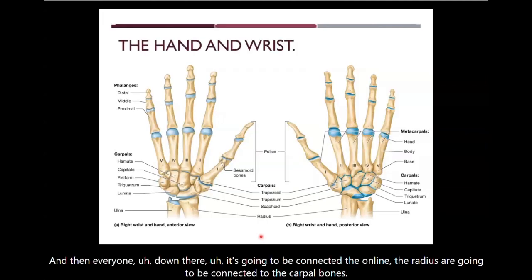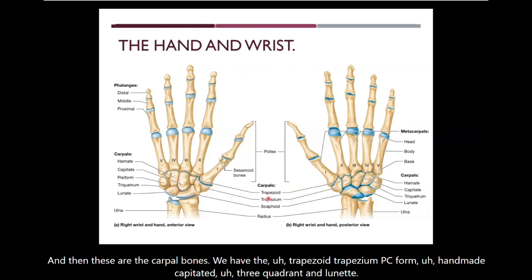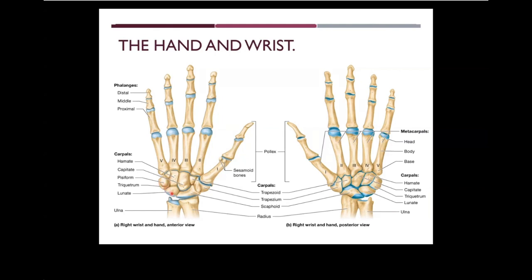And then down there, the ulna and the radius are going to be connected to the carpal bones, and these are the carpal bones. We have the trapezoid, trapezium, pisiform, hamate, capitate, triquetrum, and lunate.